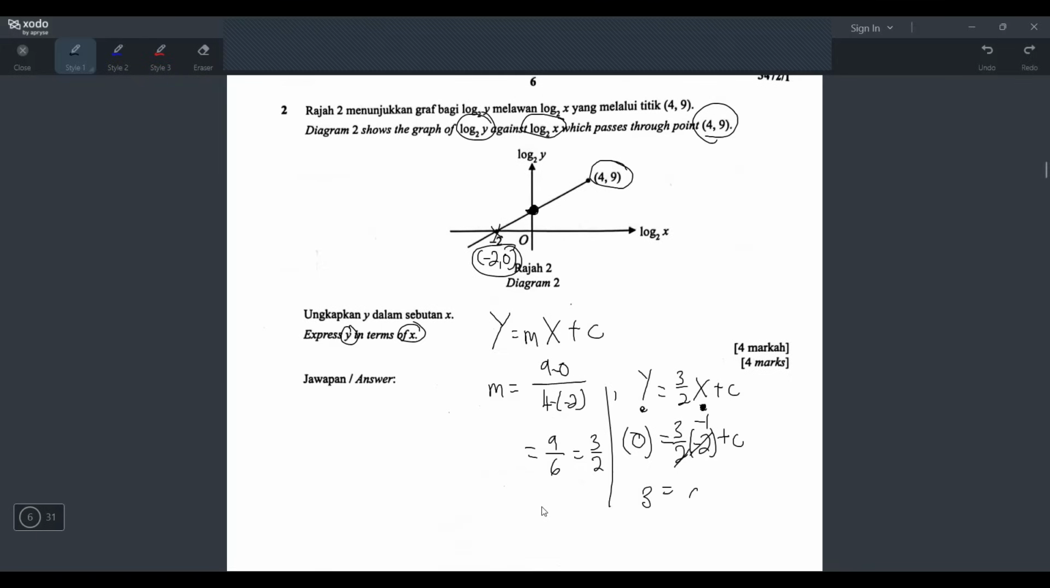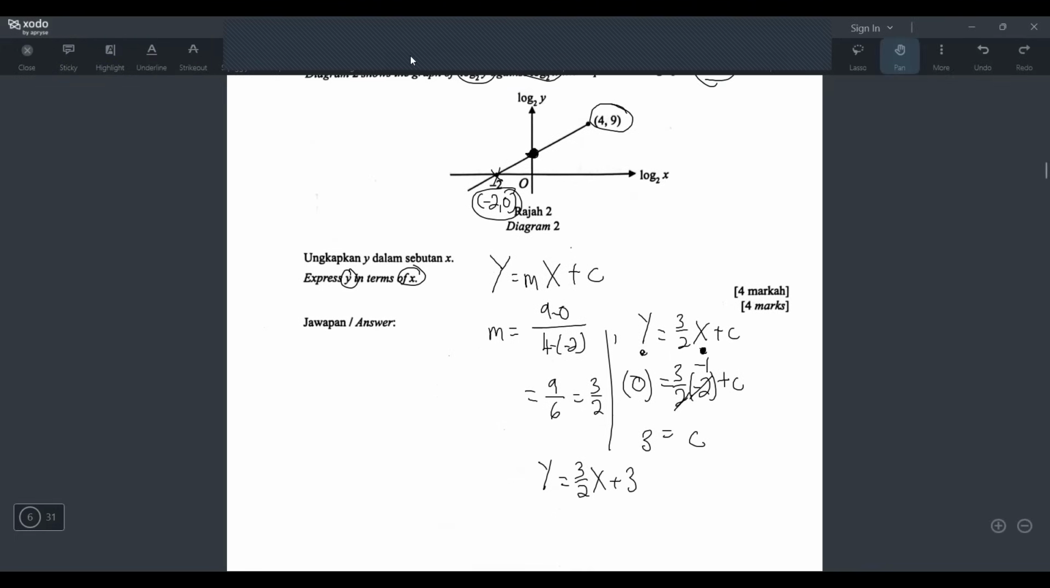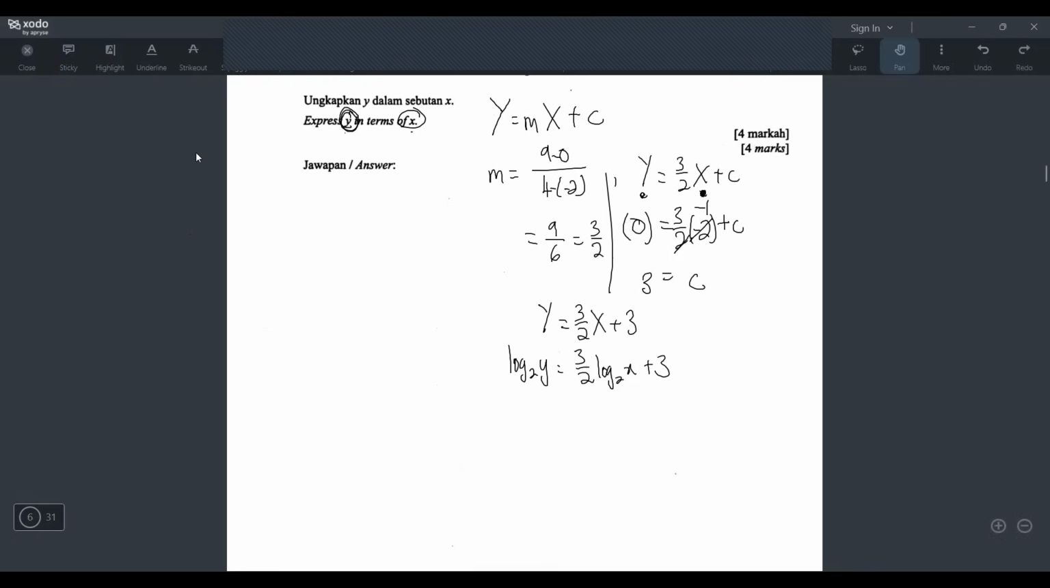Your C is 3. All right, so now you have your equation big Y equals M 3/2 big X plus C, which is 3. It's very important to write in big capital letters, because if you write in small letters, it's not correct. Okay, so now what is the real Y-axis? The real Y-axis is log Y. And then what is your real X-axis? Log 2x. Now only I use the small letters, right? Log Y base 2 equals 3/2 log X base 2 plus 3. Okay, but the question asks you to find small y in terms of small x, so you still have to do more.